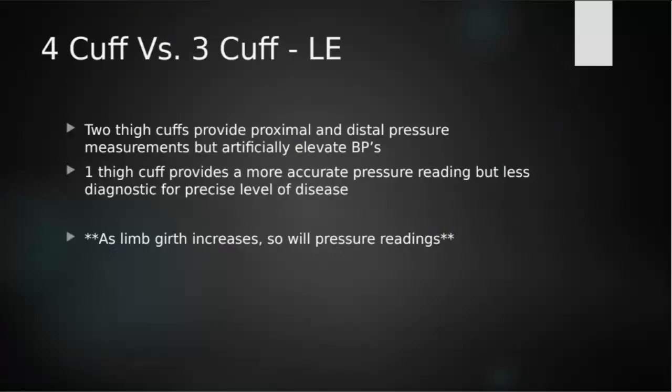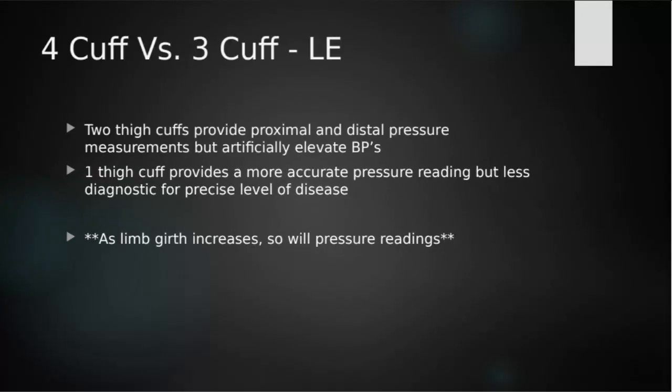Now, excuse me, there are going to be some pros and cons. Like we said, when we are doing a 2-thigh cuff method, so a 4-cuff method, it's going to give us the information a little bit more precisely on where arterial disease is occurring, right? Because we have 2 different levels of readings that we're going to get by using 2 different cuffs. So now our 1-thigh cuff, our 3-cuff method, it's not going to help us to determine a more precise level of where that disease is occurring, but it's going to have more of an accurate pressure reading. So we can assume that the pressure reading that we get from a 3-cuff method is going to be a little bit more accurate, but it's not going to help us to pinpoint the level of disease.